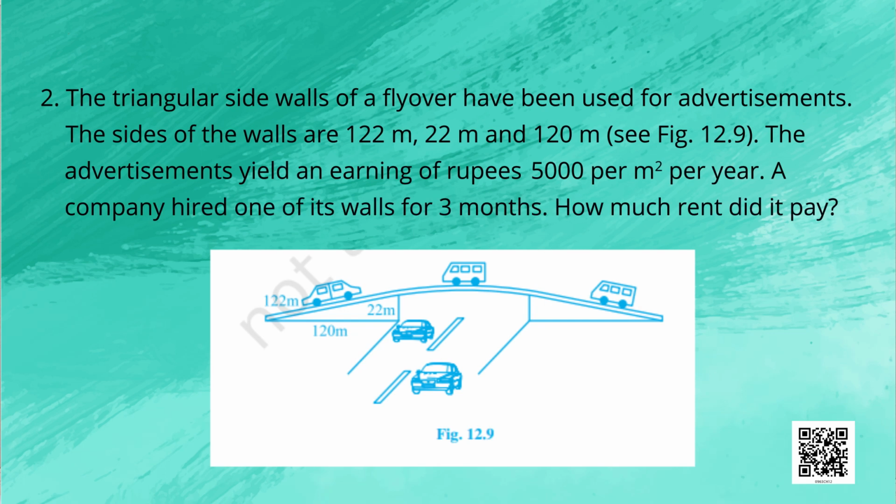The triangular side walls of a flyover have been used for advertisements. The sides of the walls are 122 meters, 22 meters and 120 meters. See figure 12.9. The advertisements yield an earning of rupees 5,000 per meter square per year. A company hired one of its walls for 3 months. How much rent did it pay?